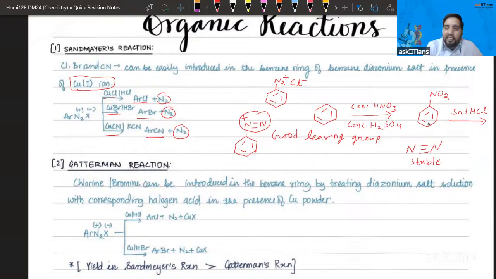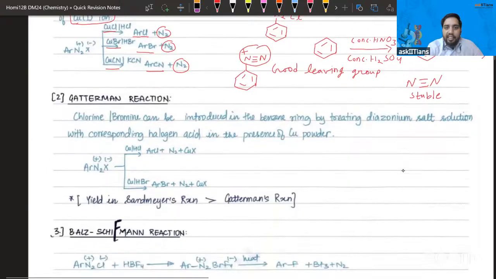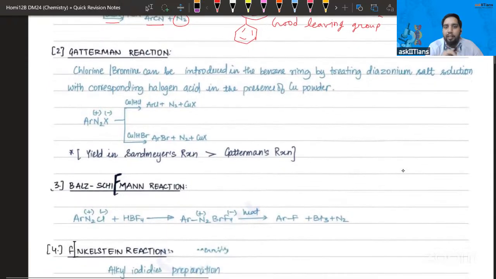There is a question in IIT JEE asking which benzene cannot be prepared with the help of Sandmeyer's reaction. In the options, iodobenzene is also given. So with the help of Sandmeyer reaction, we can prepare only chloro, bromo, and cyanobenzene. We cannot prepare iodobenzene.